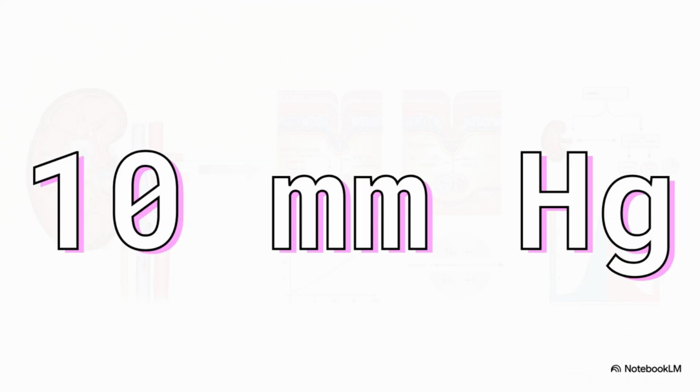Let's do the math on those opposing forces. We start with our big favoring force, the glomerular hydrostatic pressure, sitting at 60 millimeters of mercury. From that, we have to subtract the forces fighting against it. That's 18 millimeters of mercury from Bowman's capsule hydrostatic pressure and 32 millimeters of mercury from the glomerular capillary colloid osmotic pressure. So 60 minus 18 minus 32 leaves us with exactly 10 millimeters of mercury. That is our net filtration pressure, just 10 millimeters. It's wild to think that this tiny 10-millimeter gradient is the sole engine driving that entire 180-liter daily filtration.